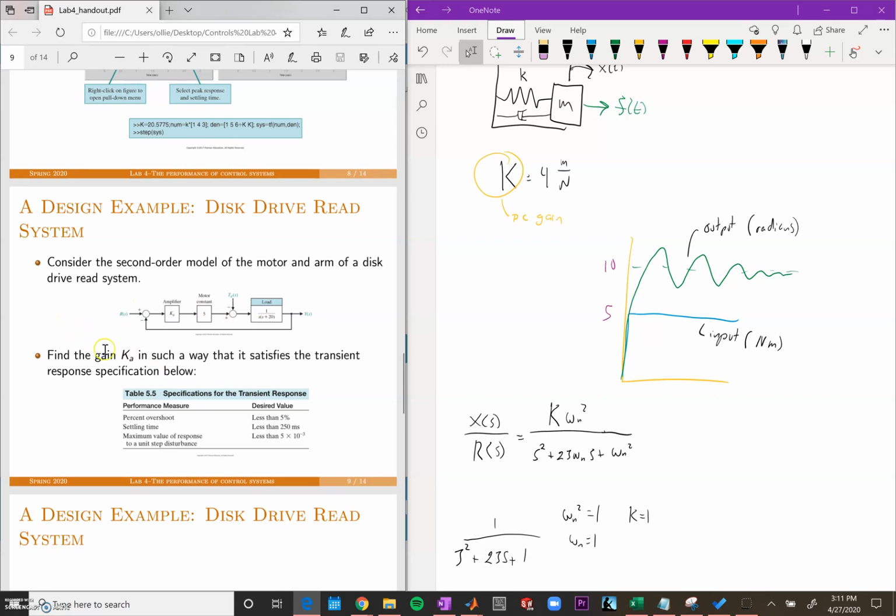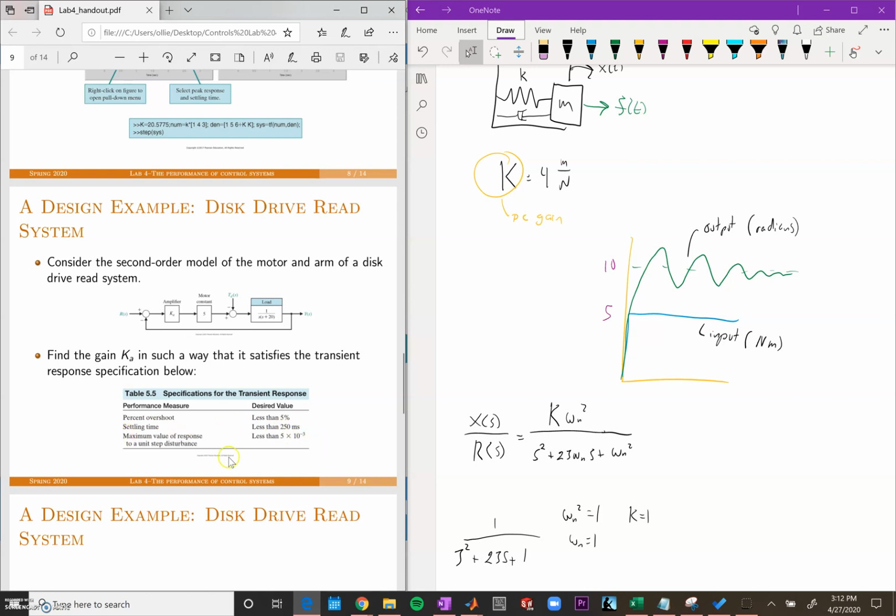Okay, so we want to find a gain, Ka. So this is the design problem. We want to pick a gain here such that we meet these requirements. We want our percent overshoot to be less than 5%. That's how the system moves past its steady state value, right? It overshoots. So we want that percentage to be less than 5%. Our settling time, that's the time it takes to get within, say, 5% of the final value. We want that to be pretty quick, less than 250 milliseconds.